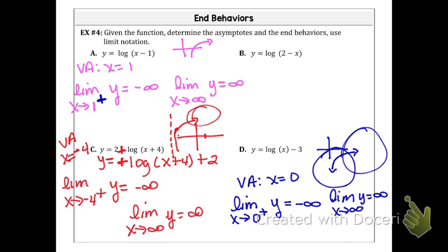Then B, remember this is the same thing as saying log of negative x plus 2, which is the same thing as log of negative x minus 2.